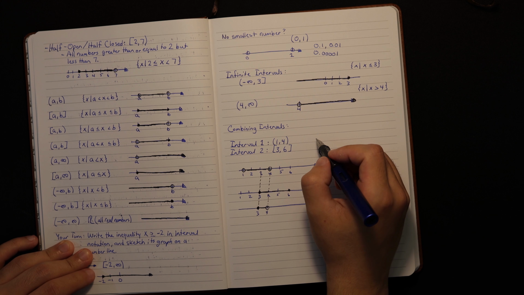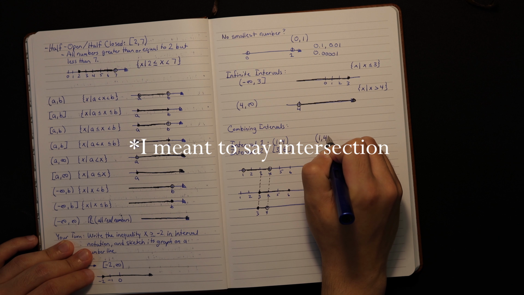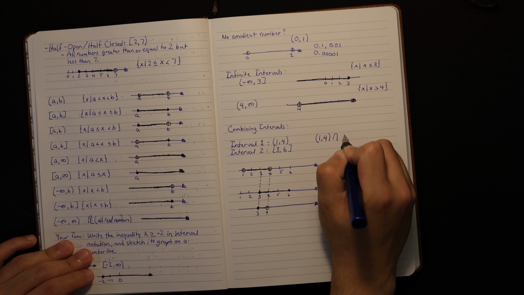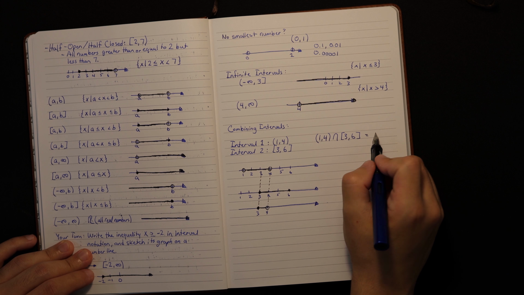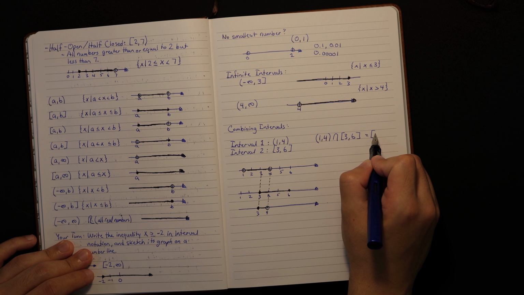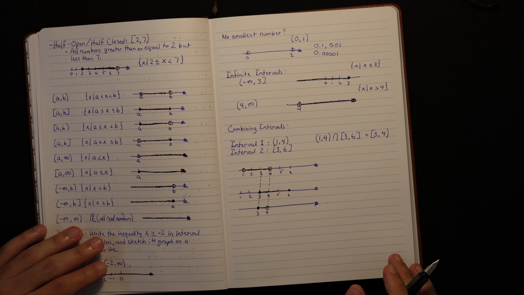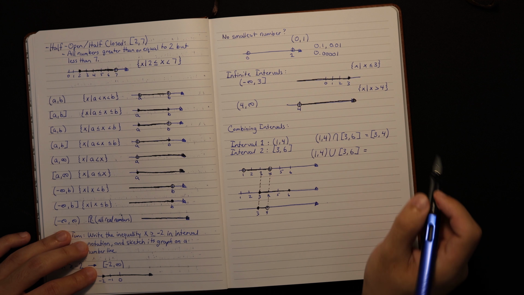So from this, I can write the intersection of the open interval (1, 4) with the closed interval [3, 6] is equal to the half open, half closed interval starting at 3 and ending at 4. Now let's talk about their union, which is everything combined. What does that equal?